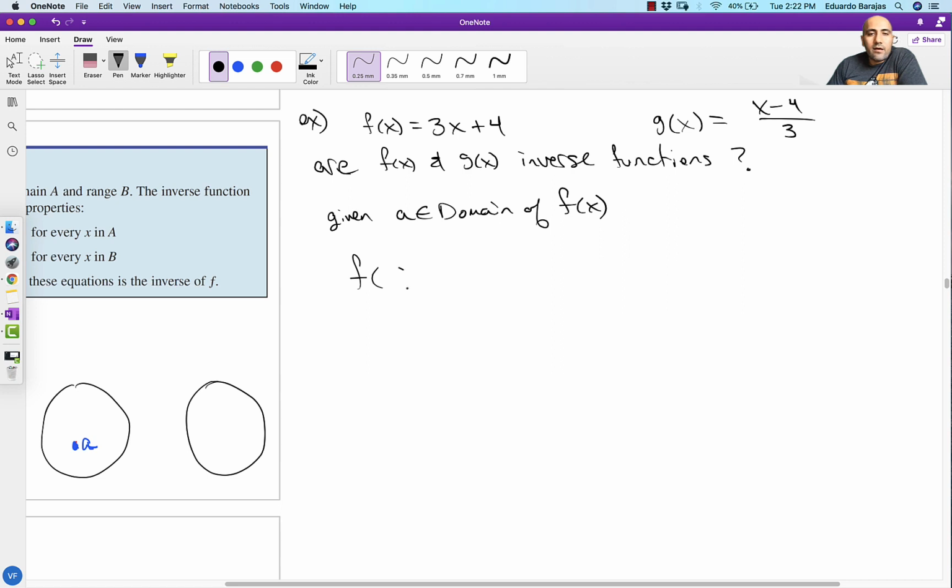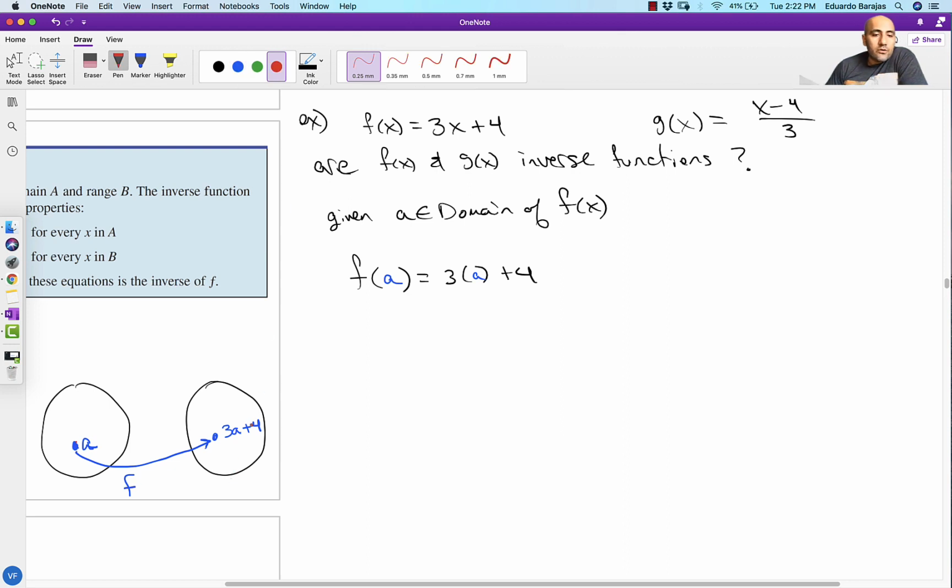I'm going to get f of blank equals 3 times blank plus 4, and the thing I plugged in was that a. I don't know what the value of a is. A is something in its domain, so I can't really simplify it any further. So it leads to 3a plus 4. Whatever that is, that's the output when I apply f to that.